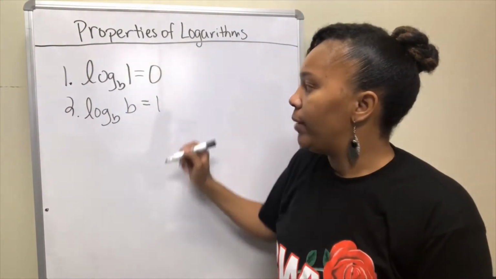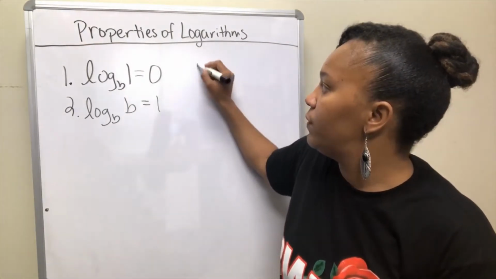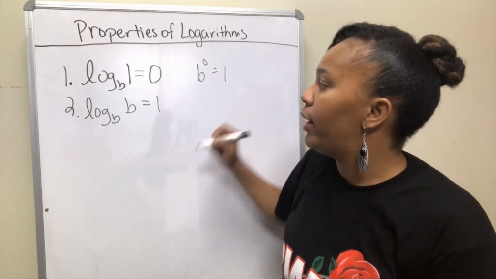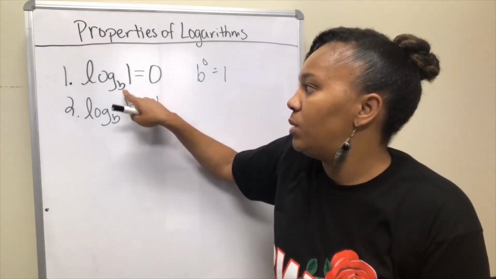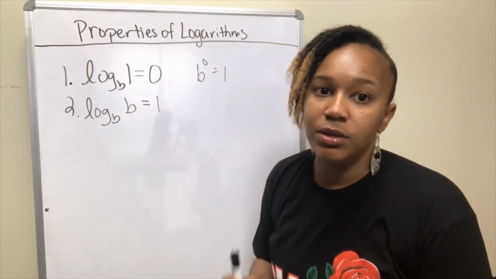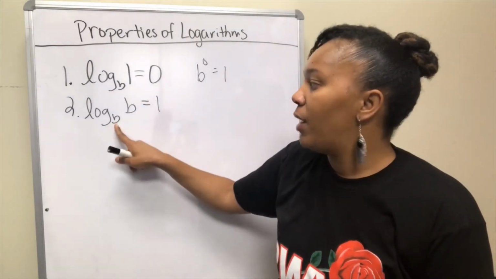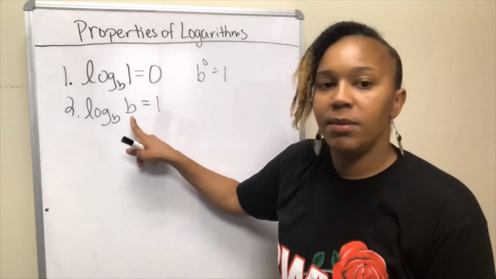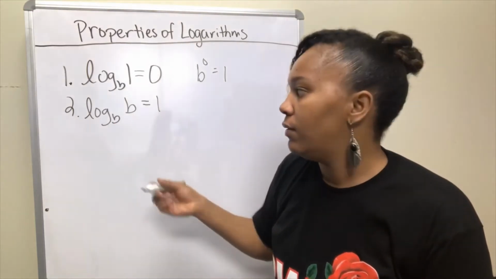always equal 1. If we talk about why this is true, if you rewrite this in exponential form, it says b to the 0 equals 1. Or think about what the log equals. This means what power do I need to raise b to get 1? And that'll be 0, because anything raised to the 0 power is 1. If you think about this one, it says what power do I need to raise b to in order to get b? And that'll be 1, because anything raised to itself gives you itself.